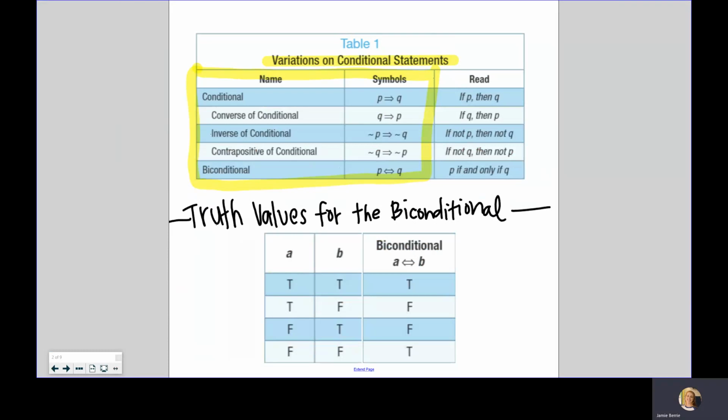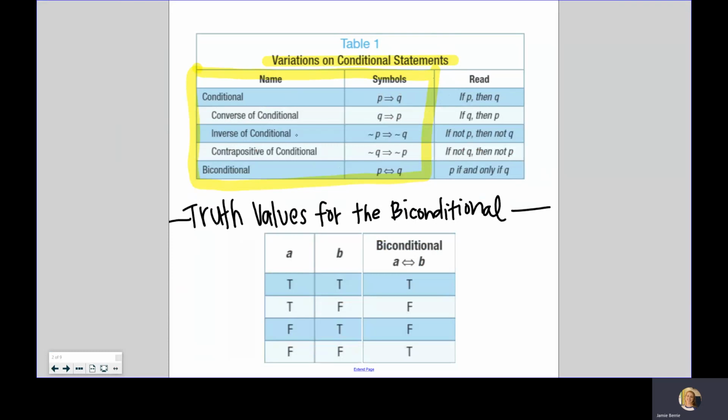All right, so the conditional, also called an implication, is that P implies Q, and it's read if P then Q. So there are three different variations on that conditional that we're going to look at, which is the converse, the inverse, and the contrapositive. And then we'll also look at the biconditional, which is just where the conditional goes both ways. P implies Q, and also Q implies P. So let's look first at the variations on this conditional, P implies Q. The converse of that conditional, all you do is just switch the order. So the Q comes first, the P comes second.